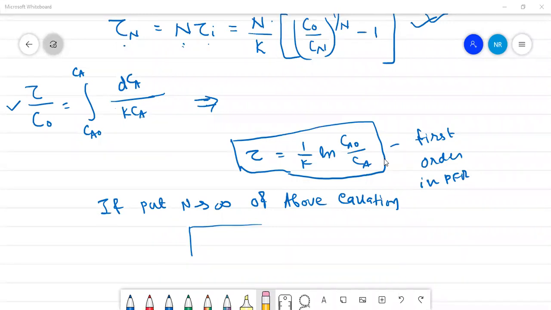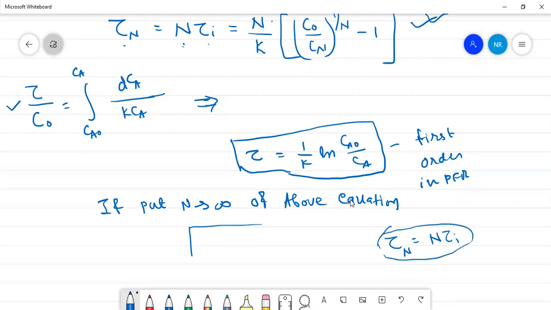How did we take tau i equal to tau n? If I take, for example, the space time for the nth order, it is equal to the number of tanks multiplied by the space time for each reactor. Let me see one more time. I will go into this and then we'll give the answer. Can you give me one day for this one?